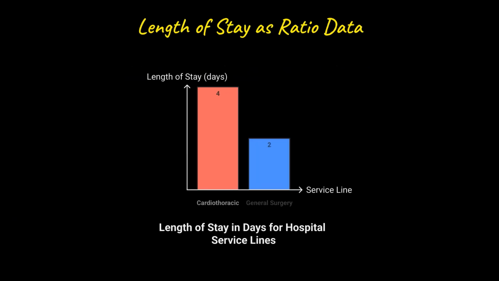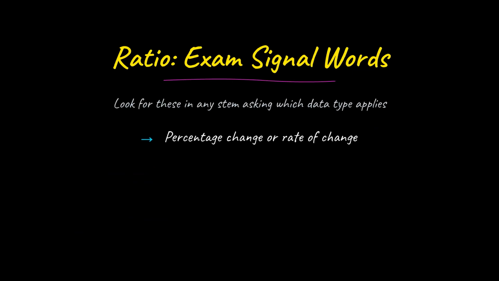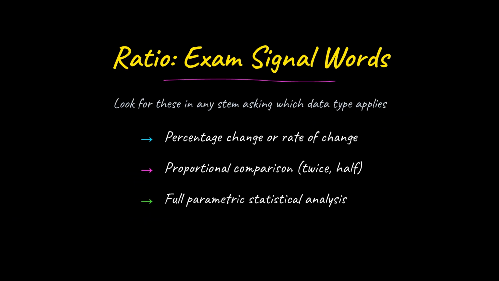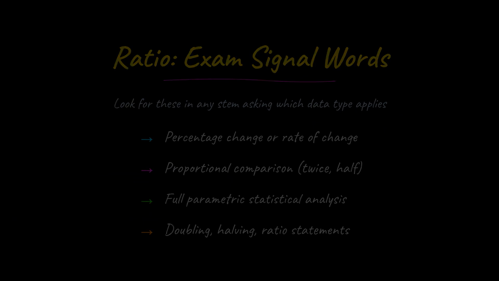Length of stay in days is one of the clearest ratio examples in healthcare. 0 days is a genuine state. Intervals are equal, and proportional statements are valid. A CFO can defensively say cardiothoracic stays dropped by 12% quarter over quarter. On exam day, watch for signal words like percentage changed, proportional comparison, doubling or halving, and full parametric analyses. Whenever the question describes those operations, ratio is almost certainly the correct answer.